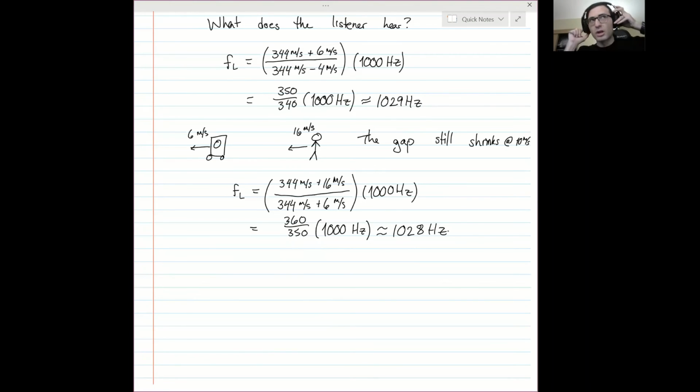So if you increase the temperature, the density of the air will go down. If the density goes down, the speed of sound will go up. Yes, that is true.